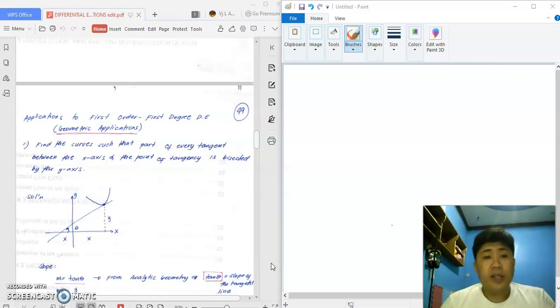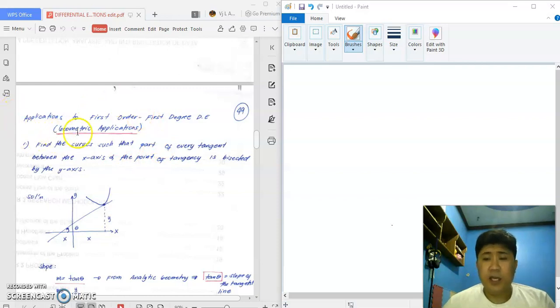And now we are already on the application. So the first application that will be tackled is more on geometric application. Here, I'll first tackle the basic geometric applications. Okay. So we have three examples here of geometric applications.